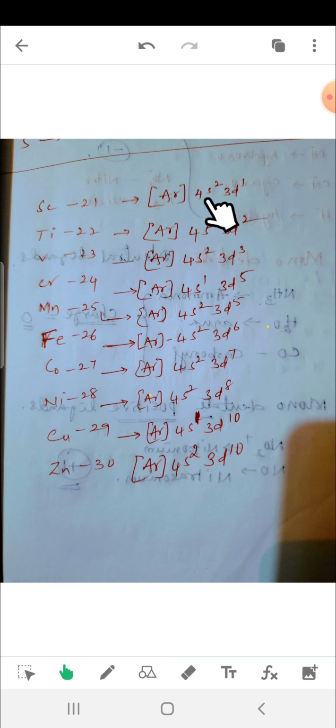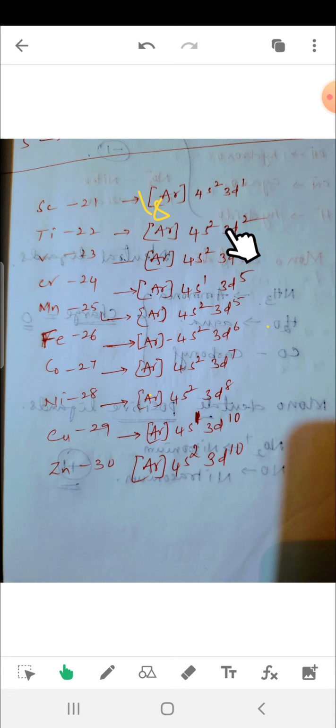Here scandium is argon 4s2 3d1. Just remember scandium 21, argon already has 18 electrons completed. When you write down argon, 18 is over. After that 4s2 3d1. Here 21, like this. That is an important point you have to remember. Scandium 21, like that you have to remember. This is the atomic number, this is the element.